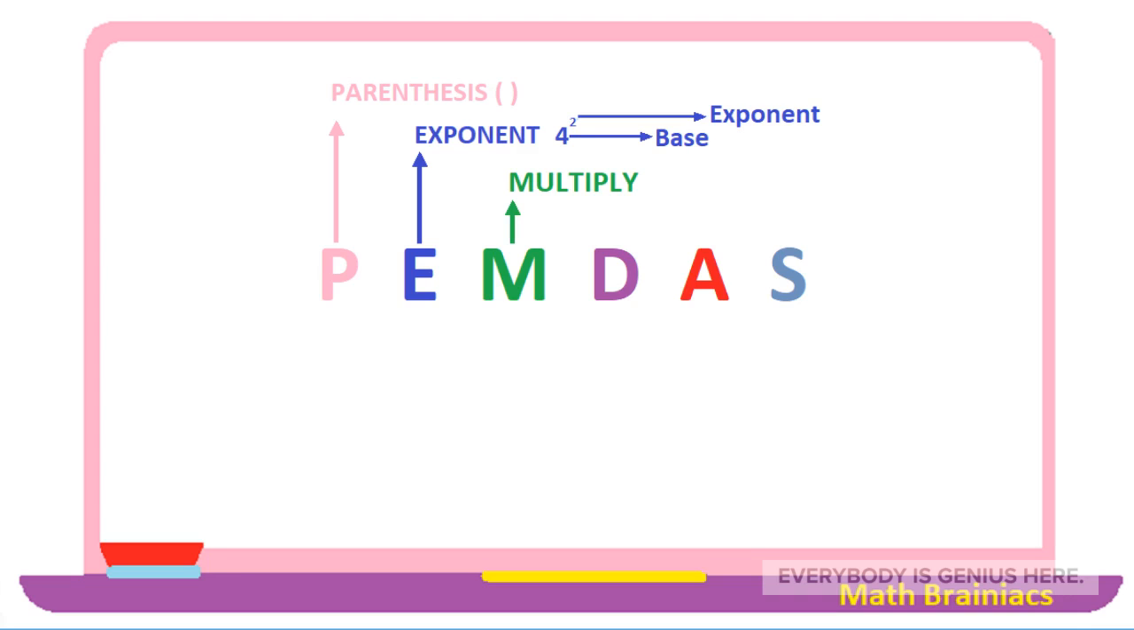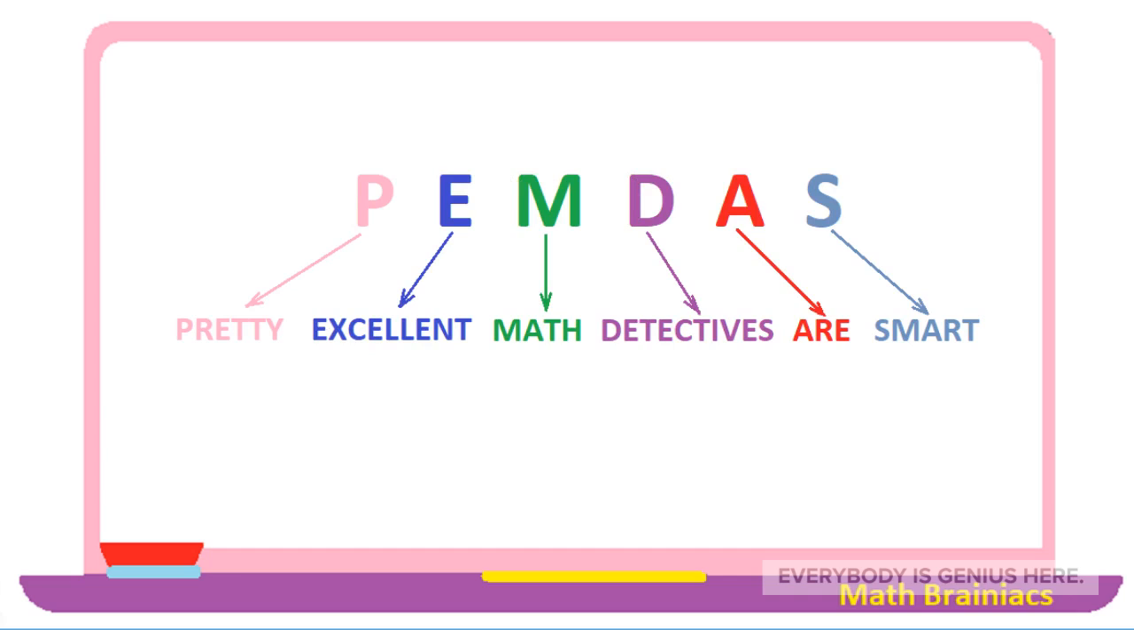Letter M stands for multiply, D for divide, A for add, and S for subtract. Therefore, the order that we use to simplify an expression is parenthesis, exponent, multiply, divide, add, and subtract. To remember easily the order of operations, I want you to remember this sentence: Pretty Excellent Math Detectives Are Smart.